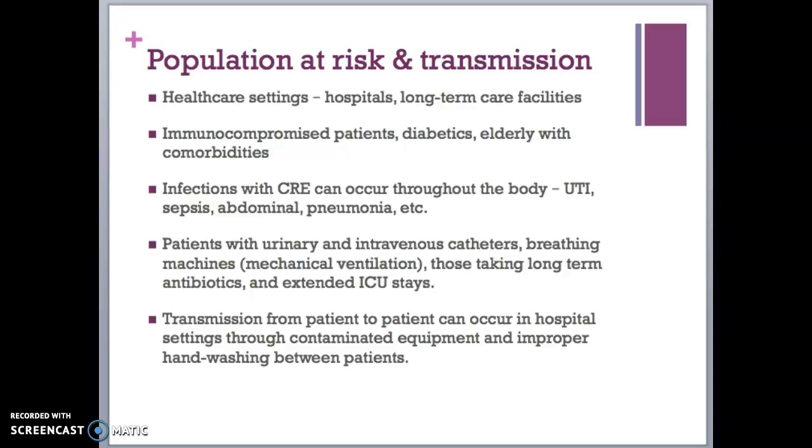Population at risk and transmission. The population are people in hospitals and long-term care facilities, those that are immunocompromised, with multiple comorbidities, diabetics, etc. Infections can occur anywhere in the body, and patients with catheters or that use breathing machines are more at risk. Also, those that are taking long-term antibiotics and extended ICU stays. Transmission can occur through contaminated equipment, improper hand washing, improper cleaning of bedding, and so forth.